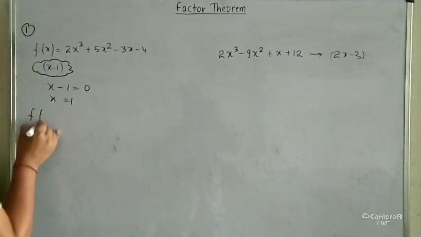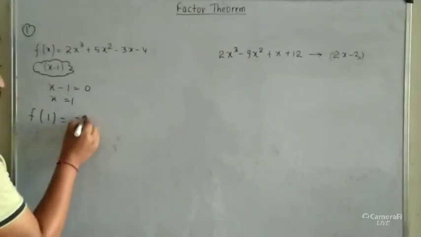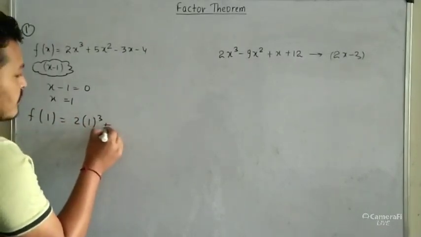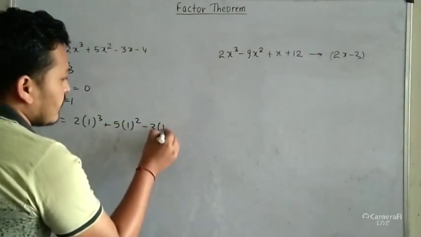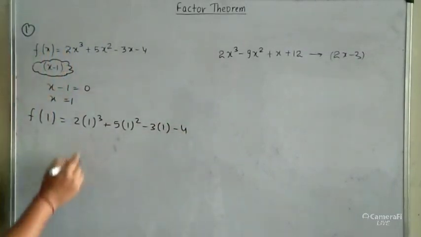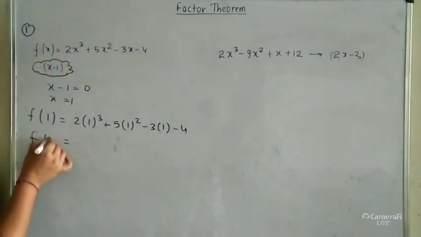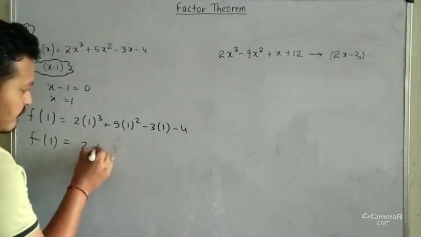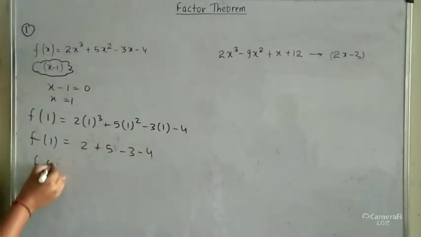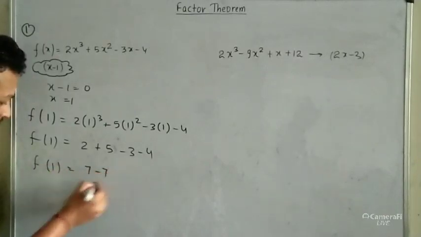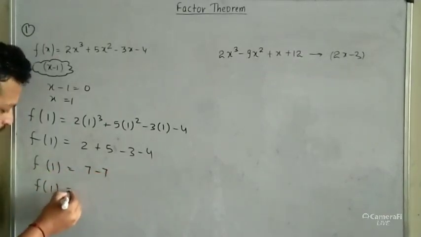So then f(1) is equal to 2 into 1 cube plus 5 into 1 square minus 3 into 1 minus 4. So on solving this, we will get our answer. This is 2 plus 5 minus 3 minus 4. So f(1) is equal to 7 minus 7, so f(1) is equal to 0.